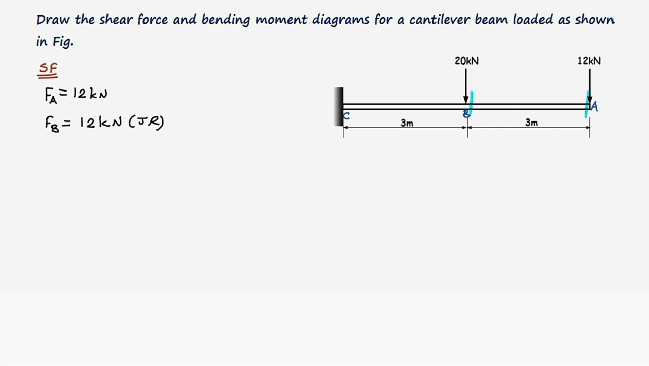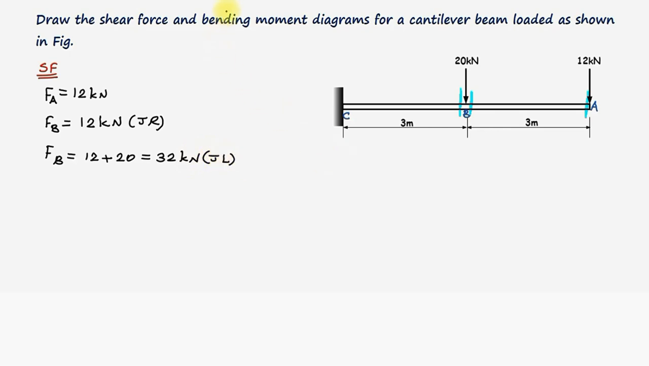Now let us move our section to just left of B. That means here we are placing our section, so we are going to include this 20 kilonewtons also. So from this point to this point is the beam under consideration. Therefore, the shear force at the point B, FB, is equal to 12 kilonewtons plus this 20 kilonewtons, which is also acting in the downward direction, that is right side. Therefore, the shear force at the point B, FB, is equal to 32 kilonewtons just left of B.